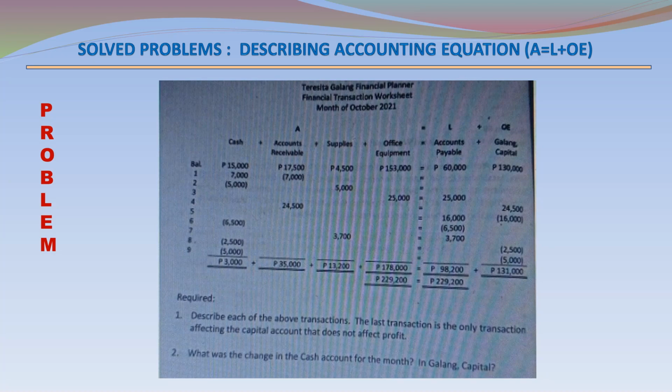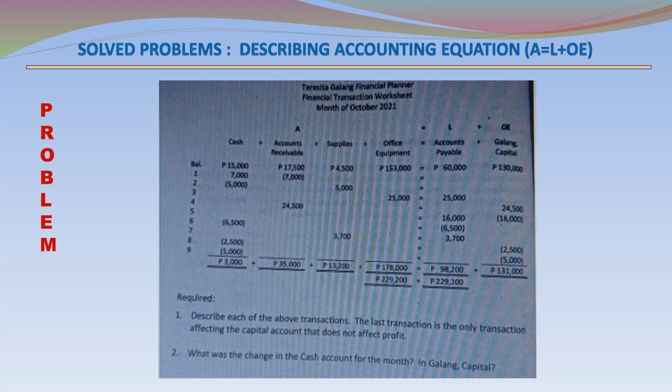1. 7,000 cash, minus 7,000 accounts receivable. 2. Minus 5,000 cash, 5,000 supplies. 3. 25,000 office equipment, liabilities 25,000. 4. 24,500 accounts receivable, owner's equity 24,500. 5. 16,000 liabilities and 16,000 owner's equity minus. 6. Minus 6,500 cash, minus 6,500 liabilities.